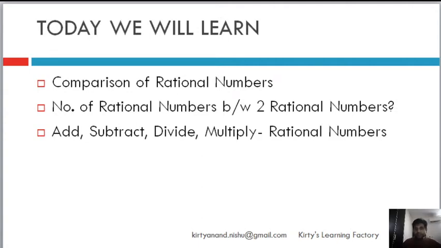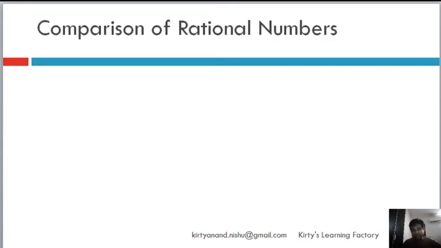And today we are going to learn comparison of rational numbers. Very easy, like how we learn to compare fractions. Then we'll learn the number of rational numbers between any two rational numbers. Okay, how many rational numbers are there? And then the basic operations on rational numbers: how to add, subtract, divide, multiply. No rocket science, fairly easy, and I hope to finish in less than 10 minutes. So keep up the pace with me.